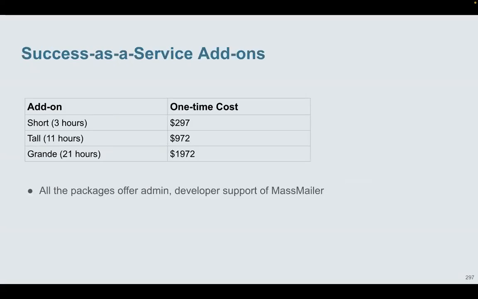And we have success as a service add-on. 3 types or 3 levels, short, tall, and grande. Short is 3 hours, and tall is 11 hours, grande is 21 hours. And again, these hours don't expire as long as you have MassMailer. You can use them up.